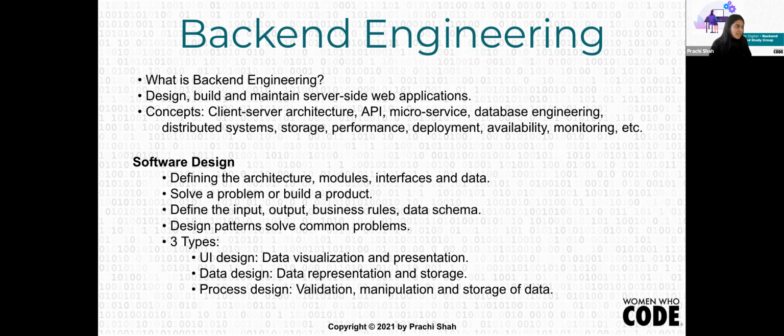If you still talk about design, you can break it down into three different types. One is UI design, which looks into the data visualization and the presentation to the customers, to the users, how your front end is basically displaying the data. The data design is what your data flow is, how it is stored, how it is updated, and what your data schema looks like. And process design is more like validations, data validations, manipulation of your data, how you are storing your data, how your systems are monitored, availability, performance, a bunch of different things.